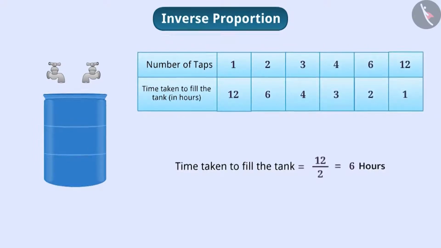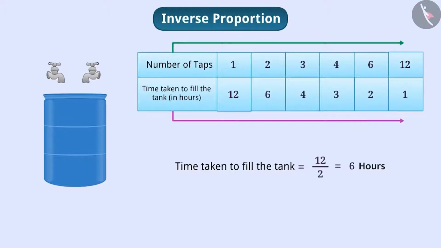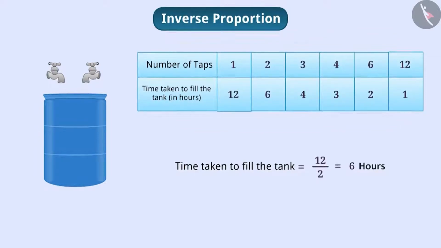Here, we see that if the number of taps increases, then the time required decreases. And if the number of taps decreases, then the time required increases. For example, when the number of taps increases from 1 to 2, the time decreases from 12 hours to 6 hours. The number of taps here has doubled, but the time to fill the tank is halved.